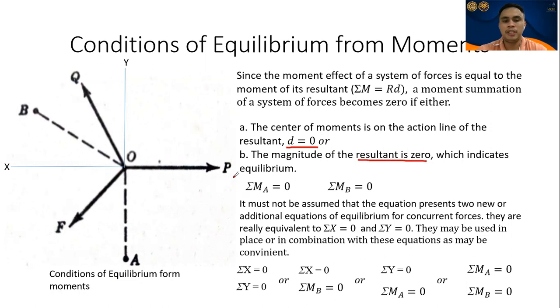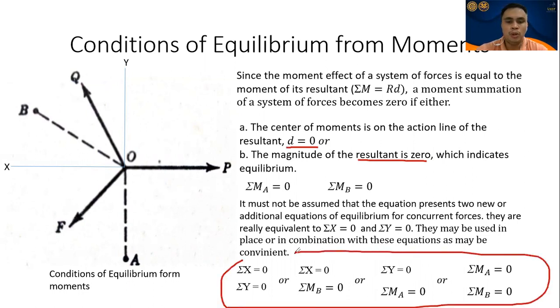So your summation of moment at A will be equal to 0, and summation of moment at B will also be equal to 0. It must not be assumed that the equations present two new or additional equations of equilibrium for concurrent forces. They are really equivalent to summation of forces at x equals 0 and summation of forces at y equals 0. They may be used in place of or in combination with these equations as may be convenient. So these equations will be used in solving equilibrium of force systems.